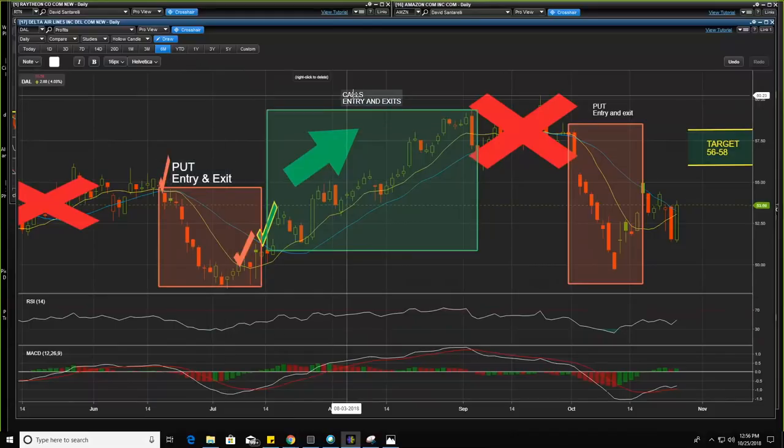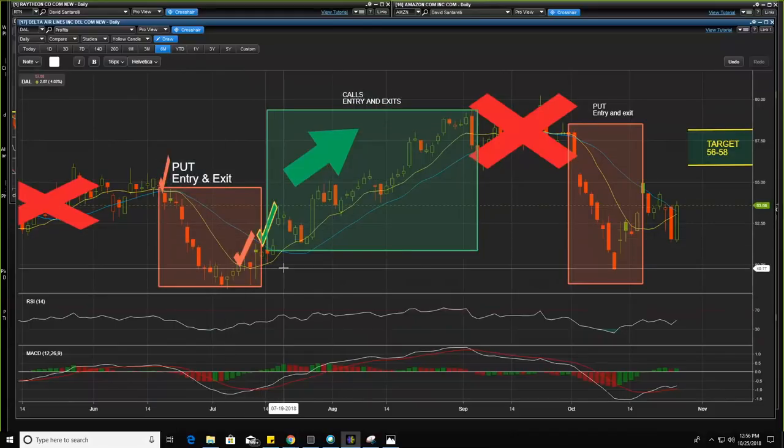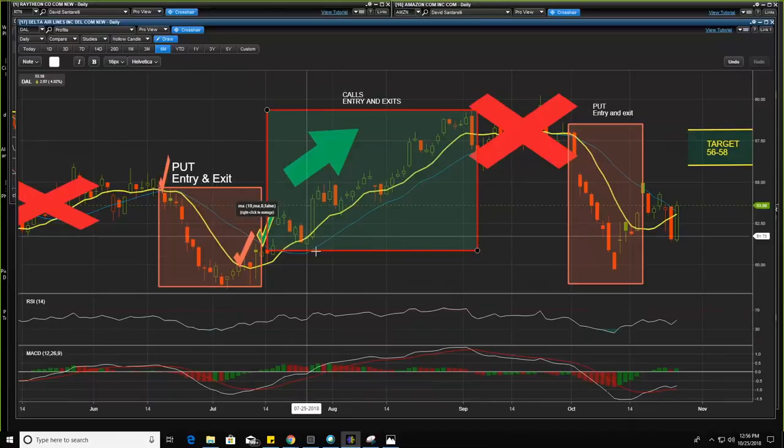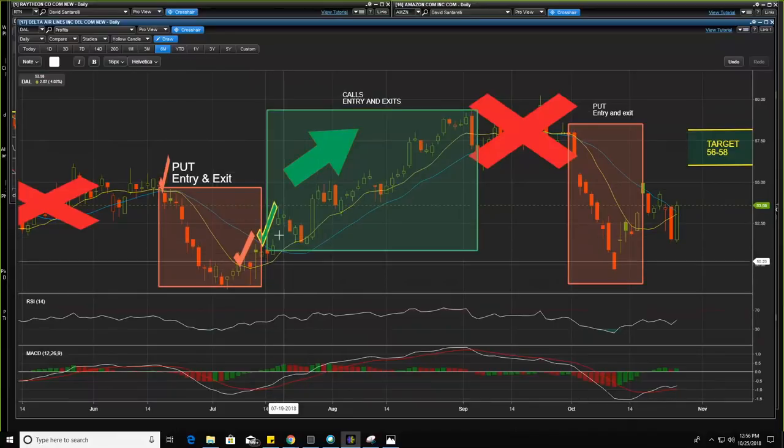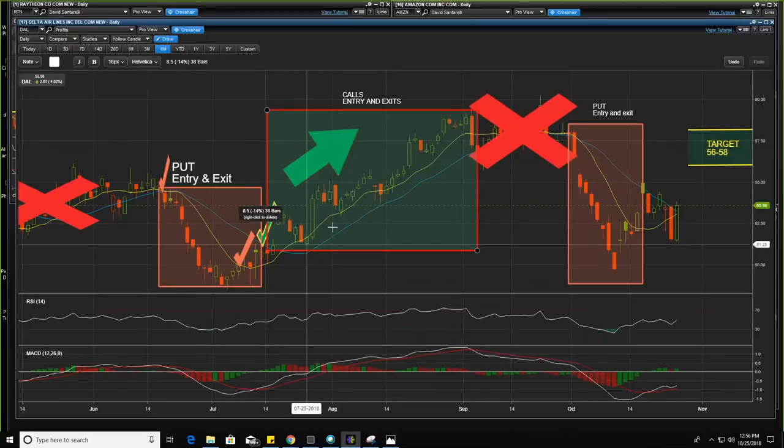Now here, calls. What are you doing for calls? You're waiting for a cross above the 10-20 day SMA, okay, and above the 50-day SMA, which I don't have on here, but you're waiting for that. And then you're watching to see where the stock's going down to on the first downturn.